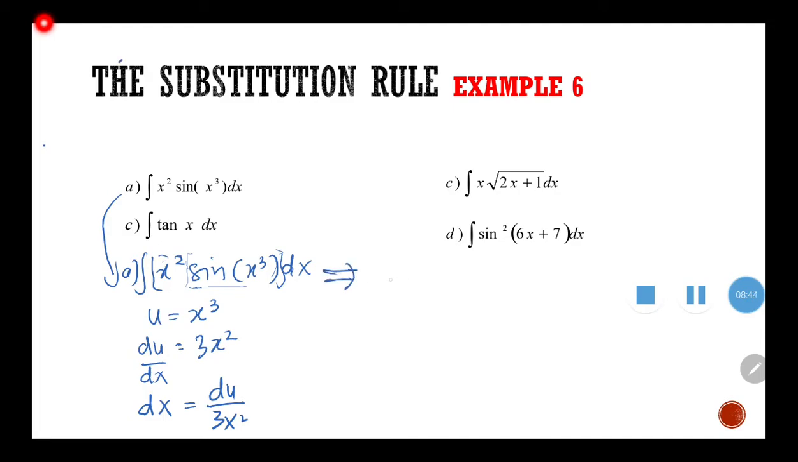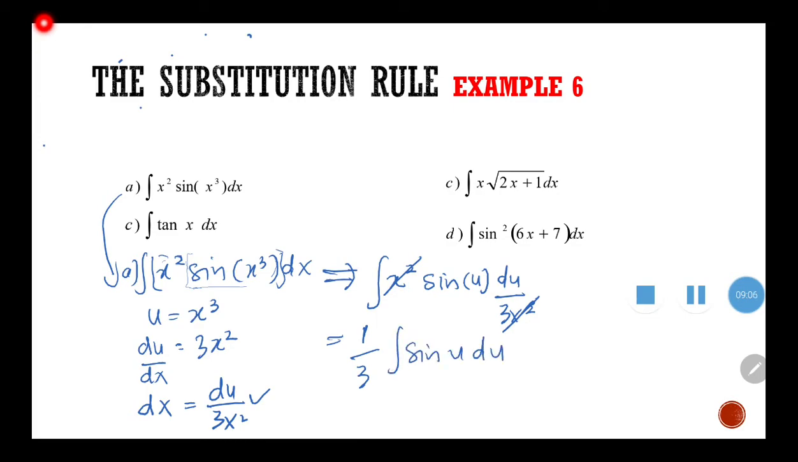So dari sini maknanya tukar x square ni tak apa, biarkan dulu. Then we have sine x cube, kita dah tukar jadi u, and dx is equal to du over 3x square, kan? Ni. Then from here you may cancel. So what you are left with here is 1 over 3 integration sine u du. Then nampak tak? Very simple. You integrate sine, what will you get? Negative cos, right? So we have negative cos u over 3 plus c.